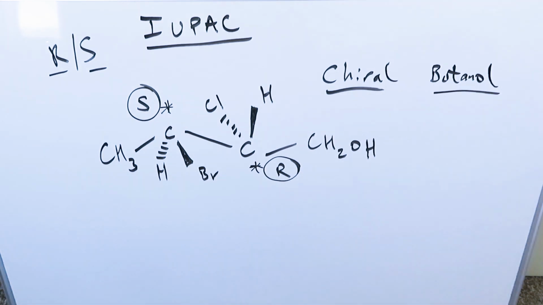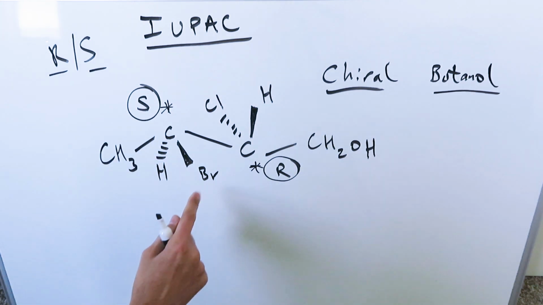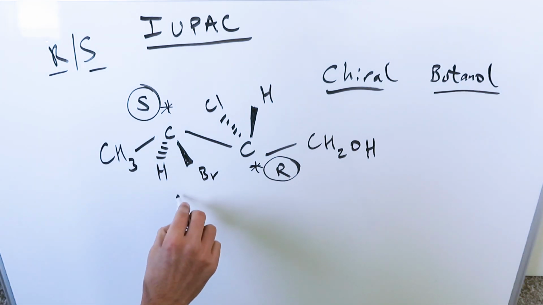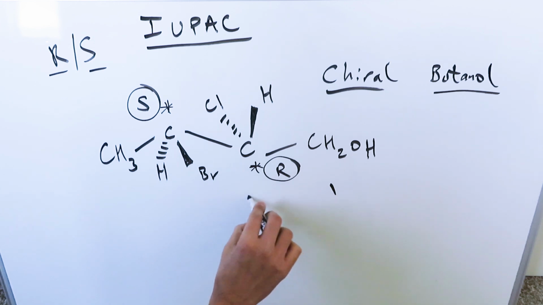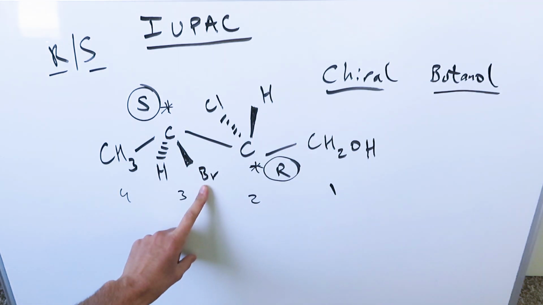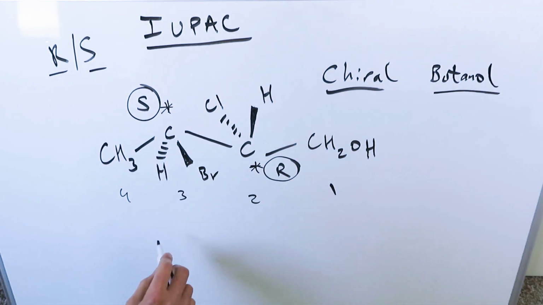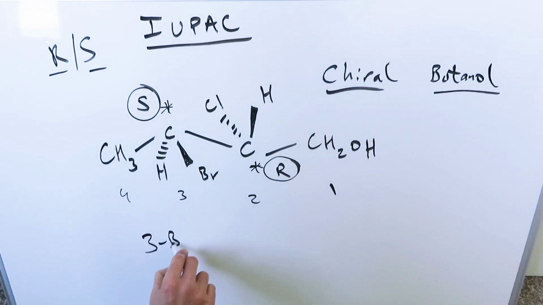The naming rules are everything with regards to alphabetical and numbers and all of that. But then we'll throw in the R and the S. This is how we'll name it. I have a bromine here on carbon 3, because this right is my carbon 1, this is 2, this is 3, and 4, and a chlorine on number 2. What comes first alphabetically? B for bromine or C for chlorine? It's bromine. So we are going to say 3-bromo.